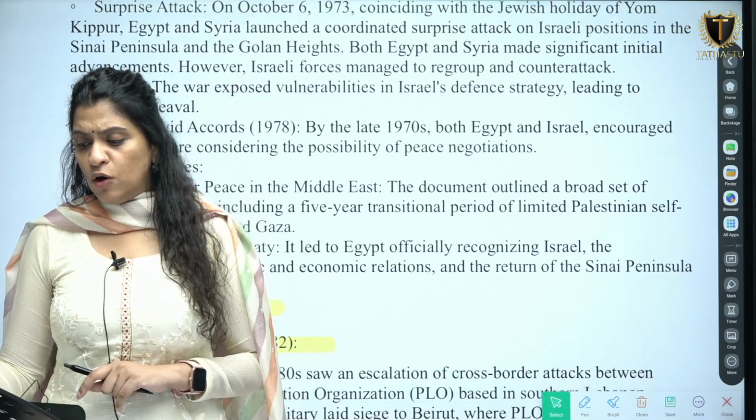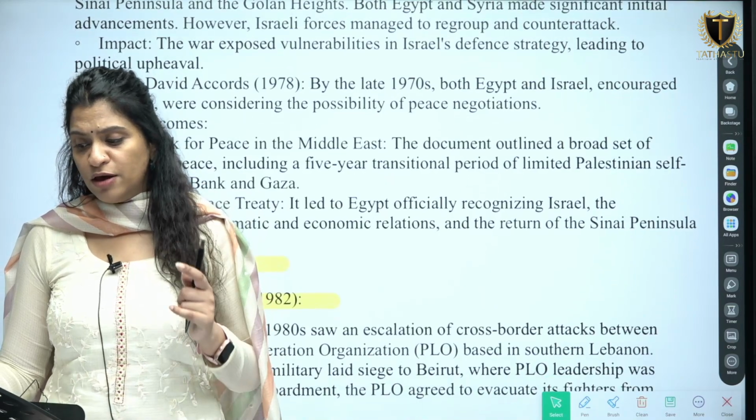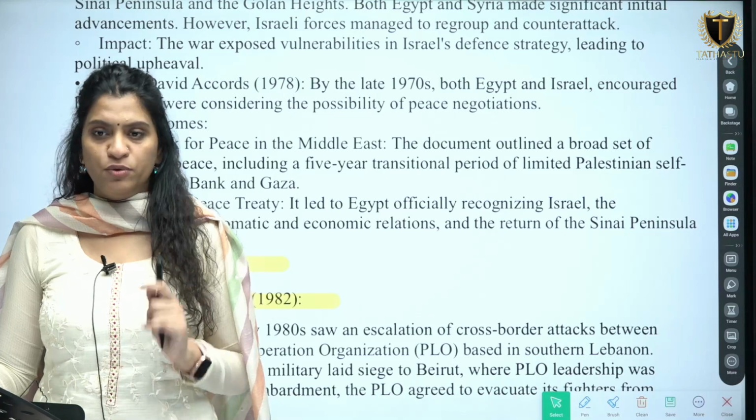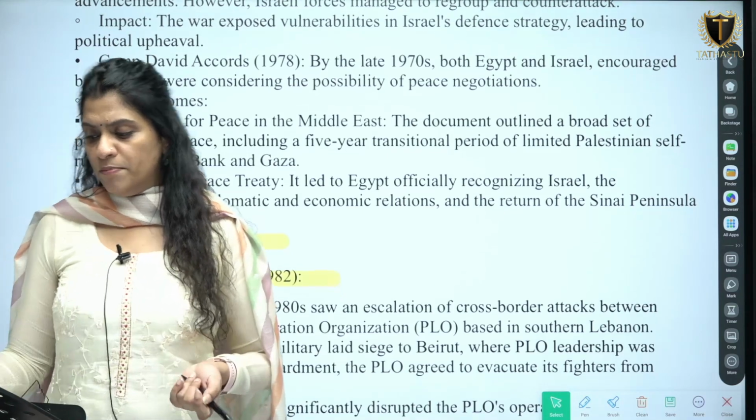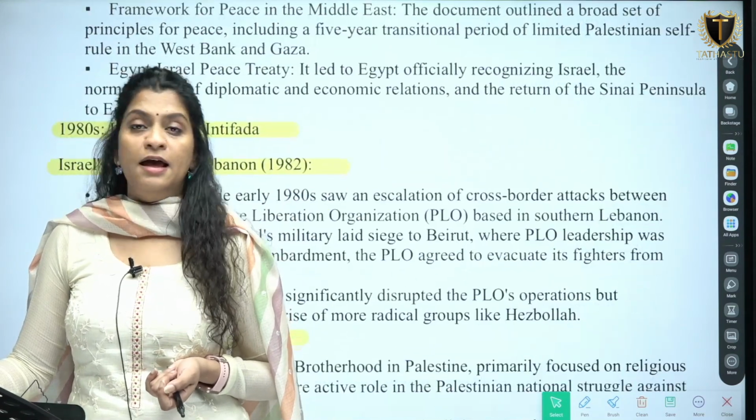Then the Camp David Accords happened in 1978, in which, by the late 1970s, both Egypt and Israel, encouraged by the US, were considering the possibility of peace negotiations. What were the key outcomes? A framework of peace in the Middle East. The Egypt-Israel peace treaty was established then, in 1980s.